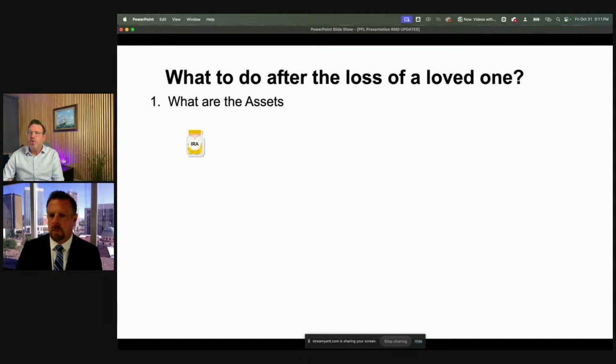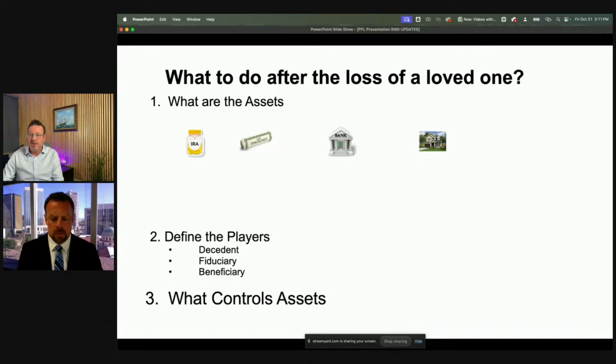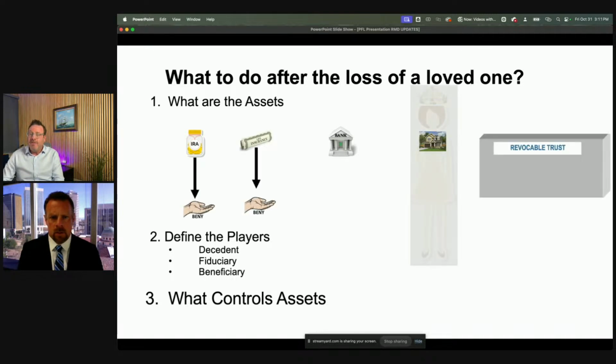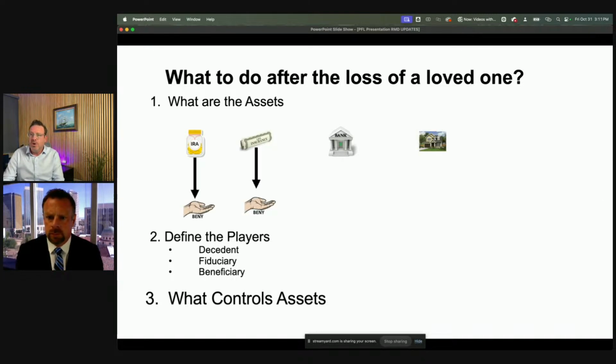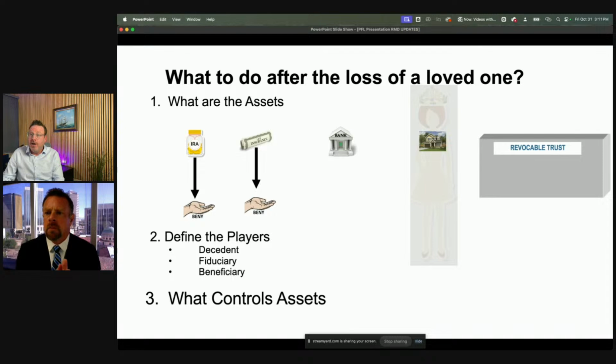Okay, so this is just a quick review on that. Find the assets, define the players, and then figure out what controls. So if the house is titled in the name of the deceased, it's going to be in their estate. But if it's titled in the name of a trust, it's going to be controlled by the trust. And then if accounts have beneficiaries listed, like IRAs usually have a beneficiary listed, that beneficiary designation is going to be controlling.